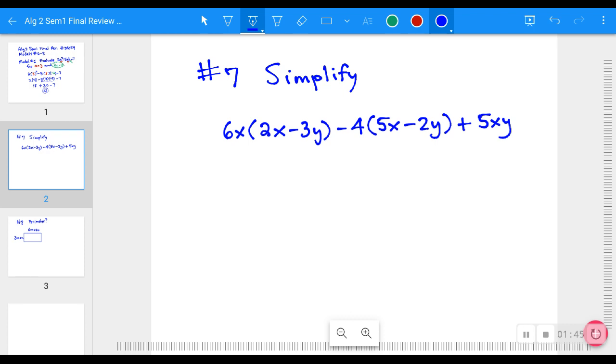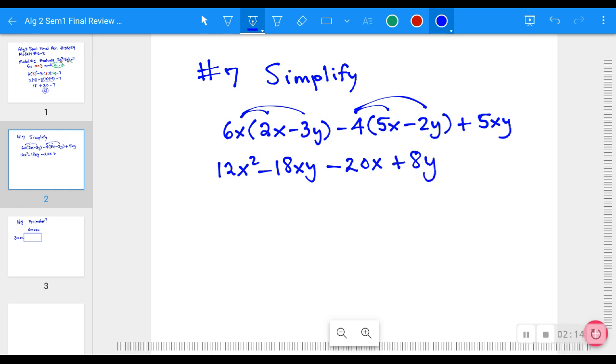Okay, problem 7. We're supposed to simplify. So let's see what we get here. The first time around we get 12x squared. And the rest of this distributing gives -18xy. Here you get -20x. And so far there are no like terms that we could combine. And down here you get +8y. And finally we're going to tack on that 5xy.